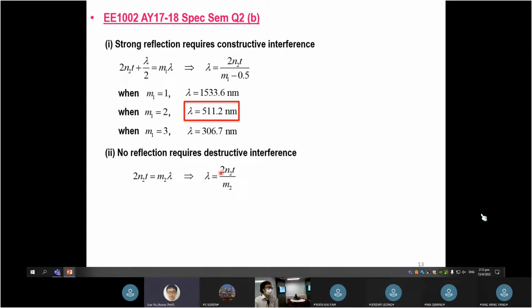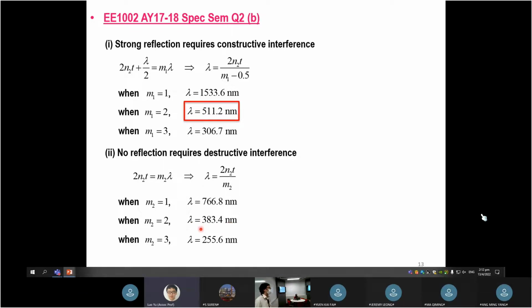So now my lambda should equal 2t divided by m2, another integer. Then we check whether there is an integer that can make lambda fall in the visible spectrum range. So when you check this, m1, m2, and m3, for m1, it's 766 nanometers, still outside the visible. But when you change m2 from 1 to 2, then it's 383 nanometers. Okay, already falls below the lower bound of the visible spectrum. So this is also outside the visible spectrum.